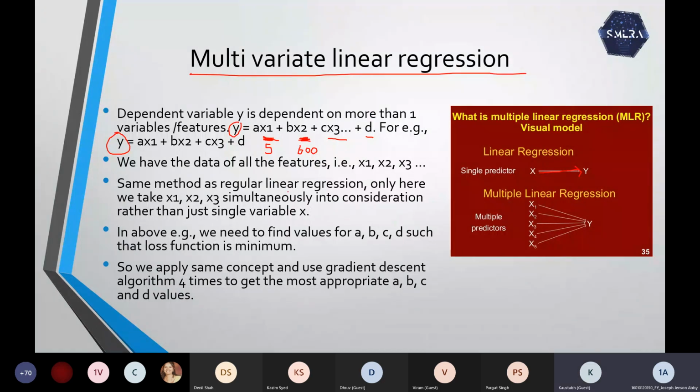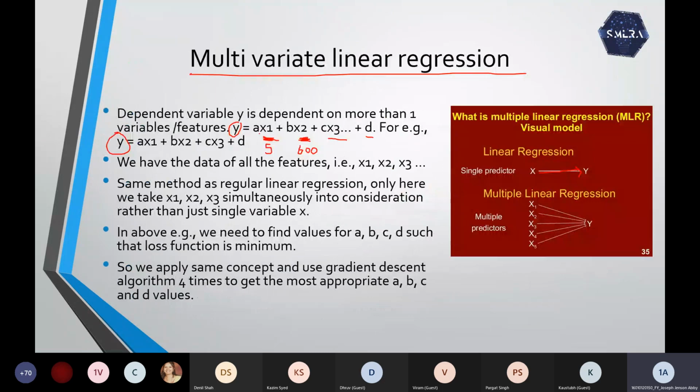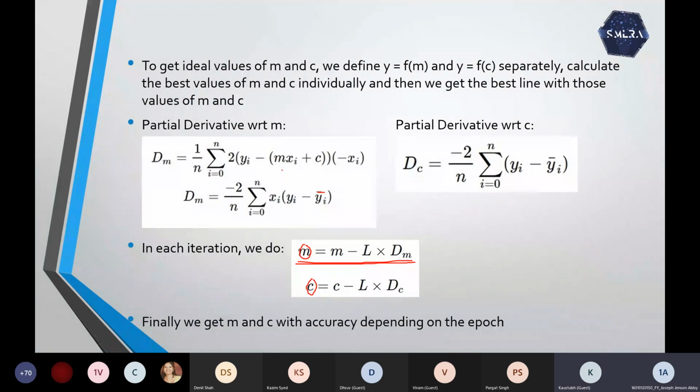The thing is, here you have m x i plus c, correct? The same concept: you are using gradient descent. You are calculating a derivative and running this iterative algorithm. You are going to run the algorithm for each variable. For a, you are going to run. For b, you are going to run. For c, d, every variable you need to run, so that you get the best values of every variable and can plot the graph or get the curve.